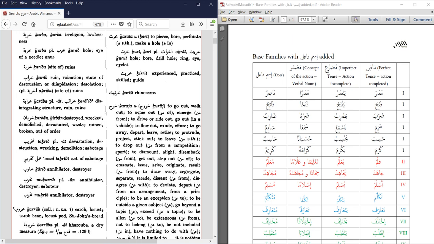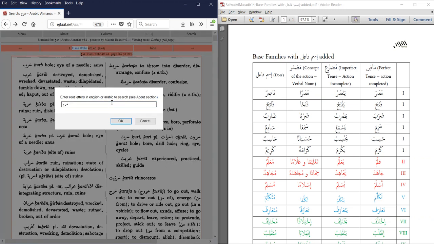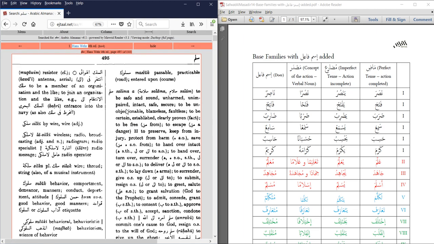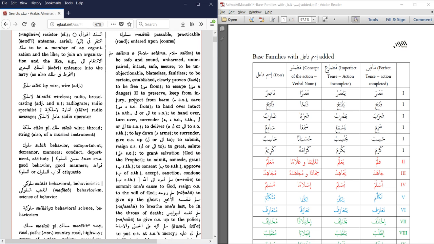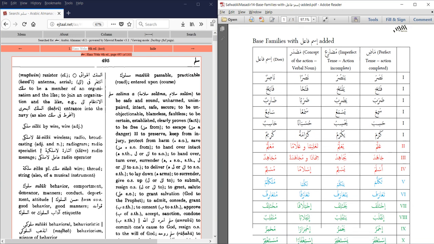Now let's say we want to look at another word, salima. Search it up: sin, lam, mim. Alright, now I pulled up this page, and we find salima right here. The first letter has a fatha on it, the second letter has a kasra on it, and the third letter has a fatha on it. So we look into our base families chart to find out which pattern does that.